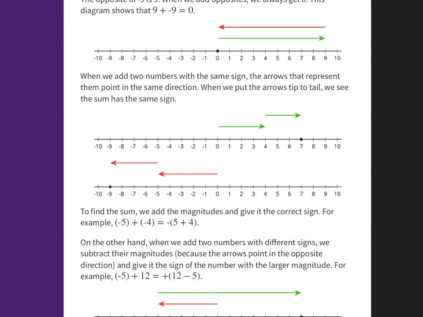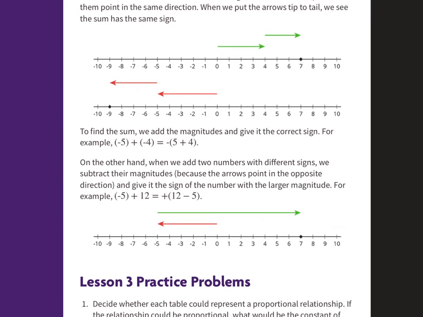On the other hand, when we add two numbers with different signs, we subtract their magnitudes because their arrows point in different directions, and give the sign of the number with a larger magnitude. For example, negative 5 plus 12 equals 12 minus 5. 12 minus 5 is 7. So 12 is bigger, it's going to be positive 7.